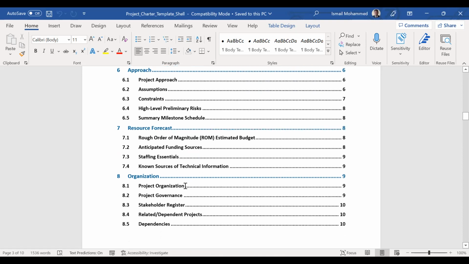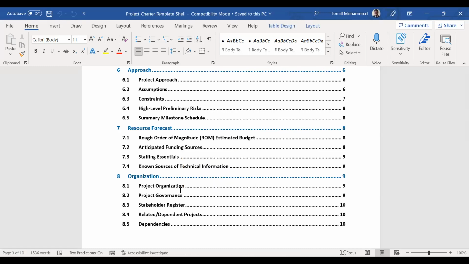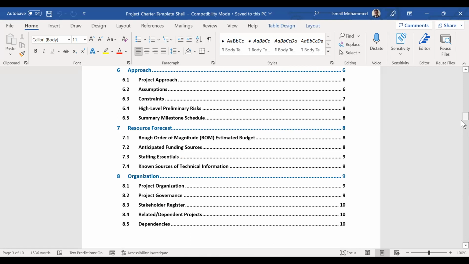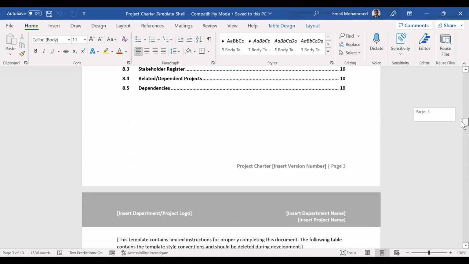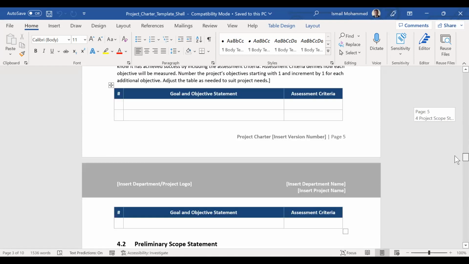Then project organization, the project governance, in the sense of when your minutes of meeting will be happening, when your steering committee meeting will be happening, how you are going to conduct your meetings, bi-weekly, weekly, monthly, quarterly, you name it over here. And any dependent projects: if I want to execute project A and it has any dependency, you mention all the dependencies over here. So everything you capture, that's it. Finally, you're done. This has to be signed.